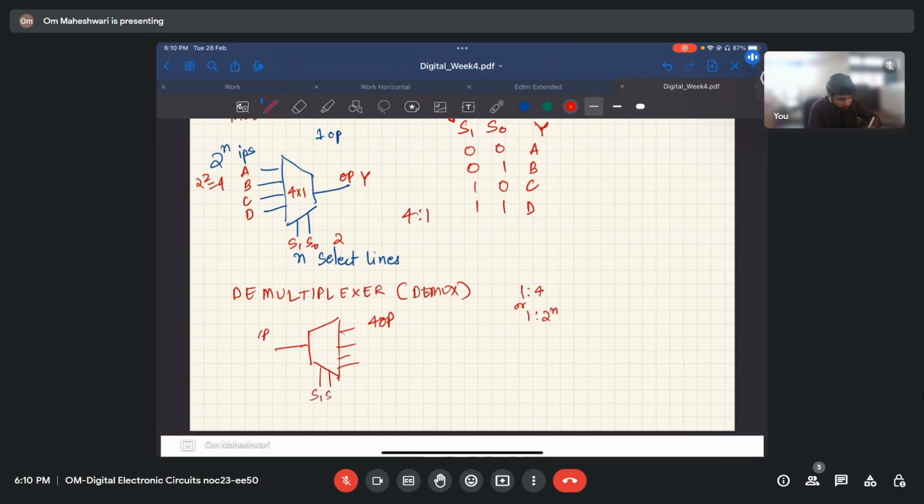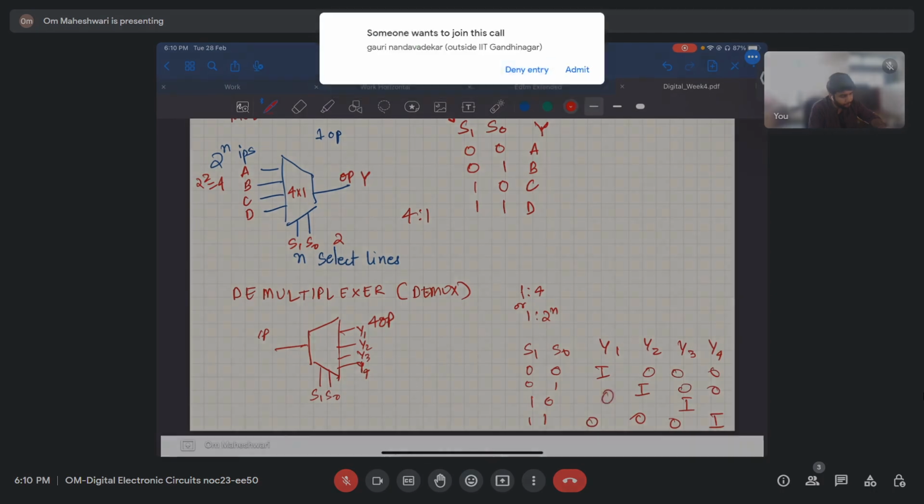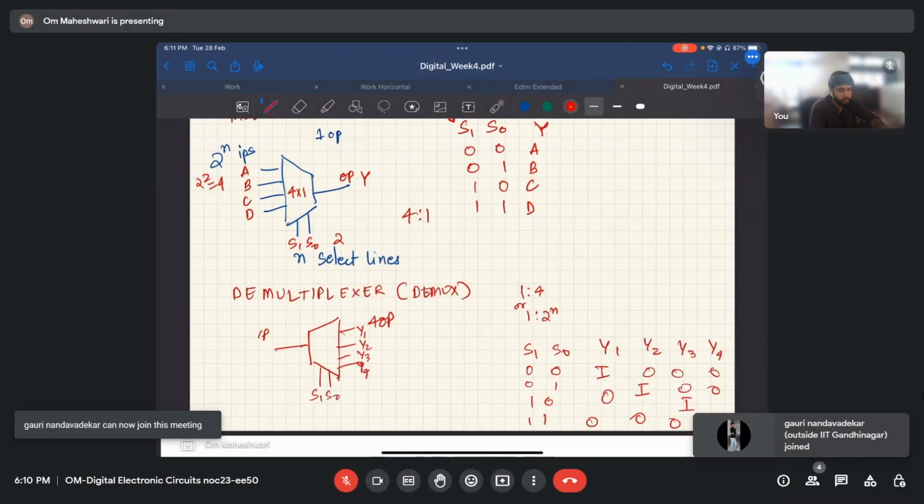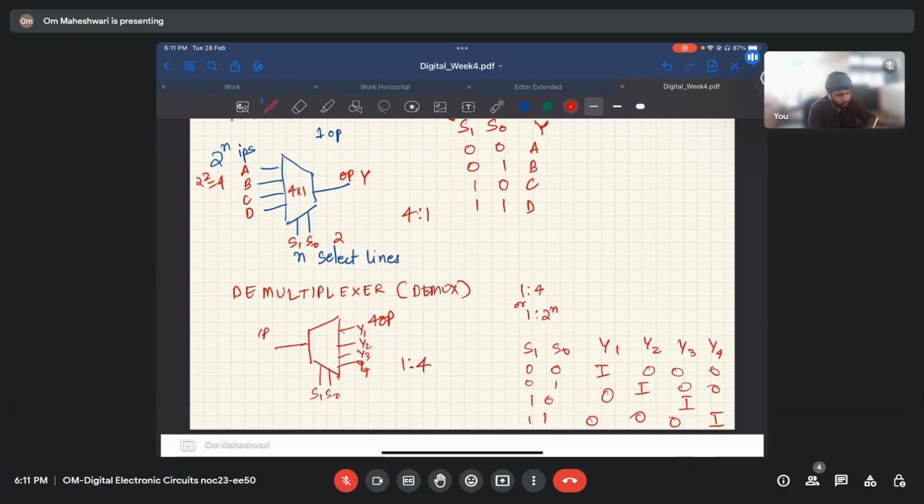So again, S1, S0, let's call it Y1, Y2, Y3, Y4. So how its truth table would look like: S1, S0, 0 0, 0 1, 1 0, 1 1, Y1, Y2, Y3, Y4. Here, this will get I, this will get I, and this will get I. So this is a 1 cross 4 demux.